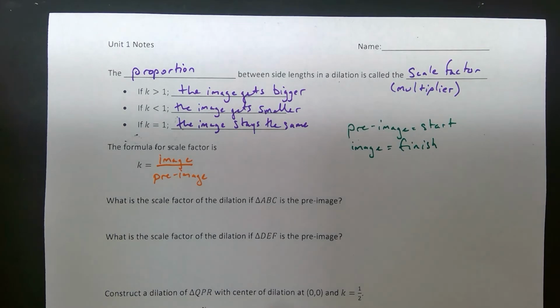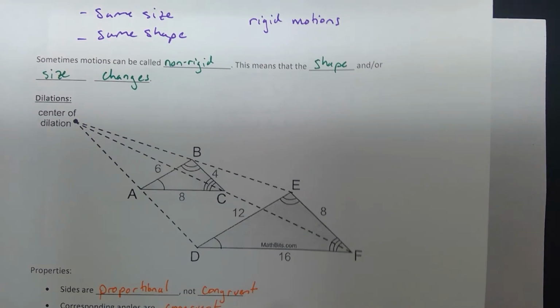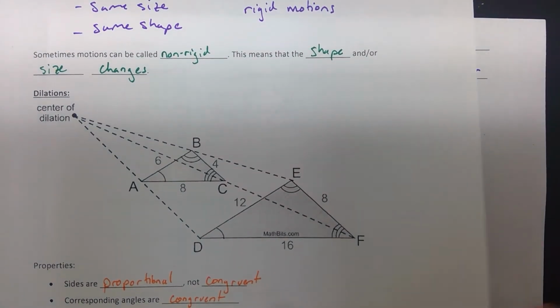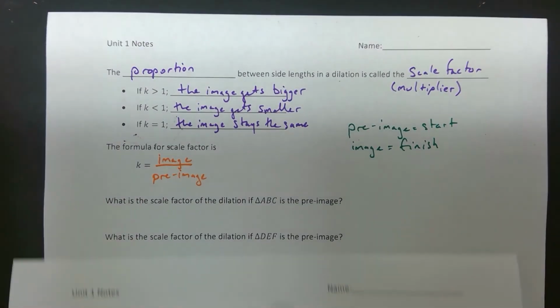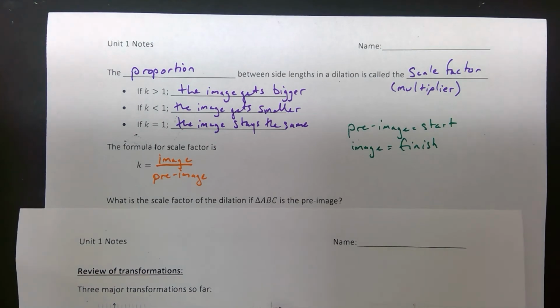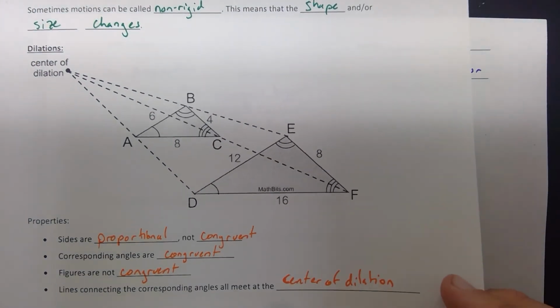So that dilation we looked at the beginning, we have to check our scale factor. Okay, so we're going to take a look back at it. So you might want to flip over. We're going to just look at the screen here. All right, so we said that the pre-image is triangle ABC. So we start at ABC.